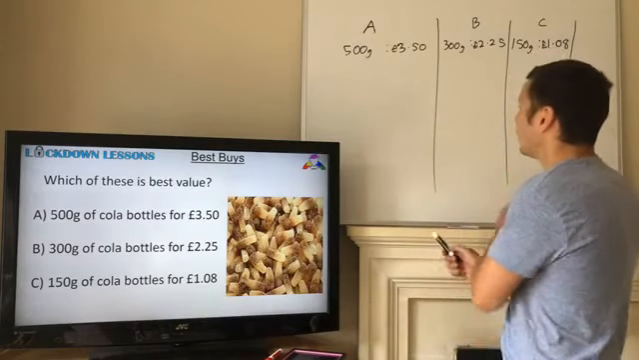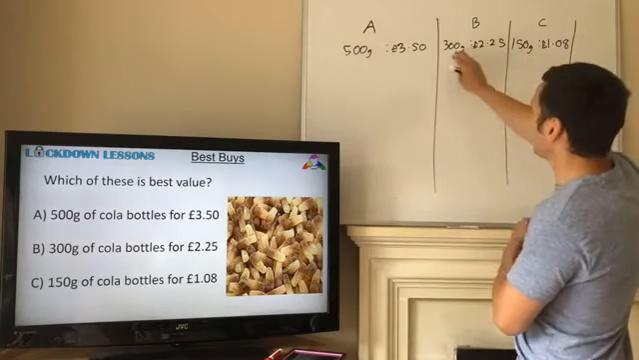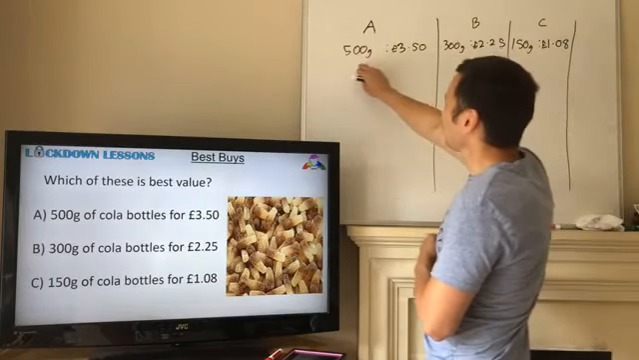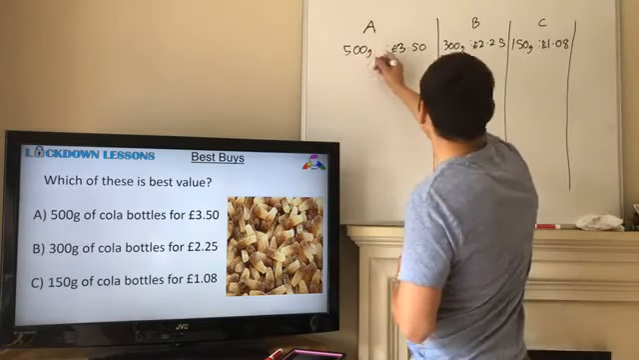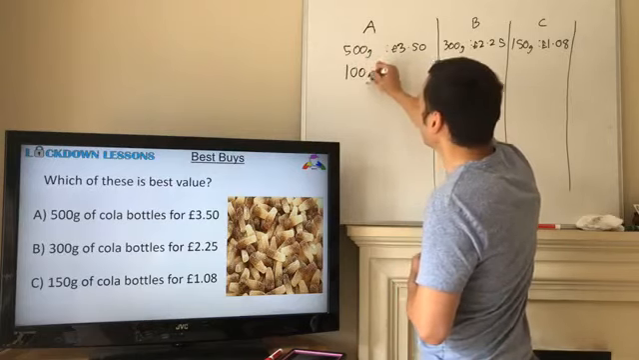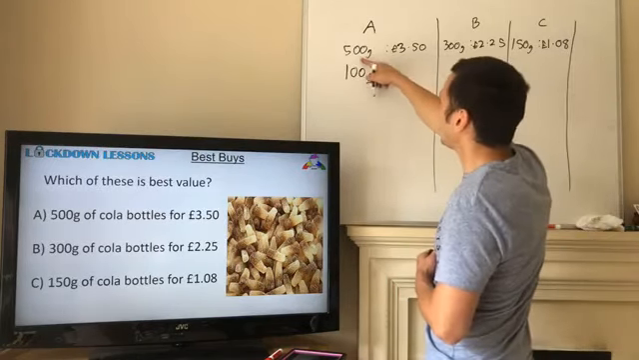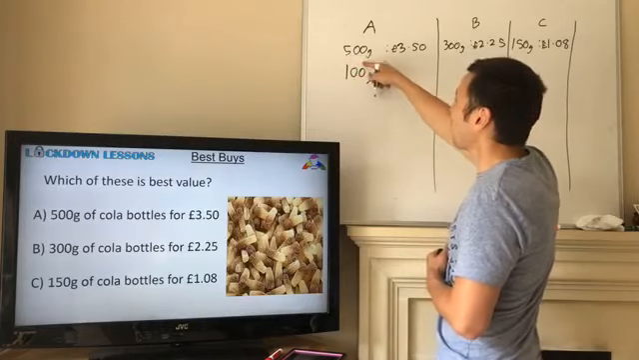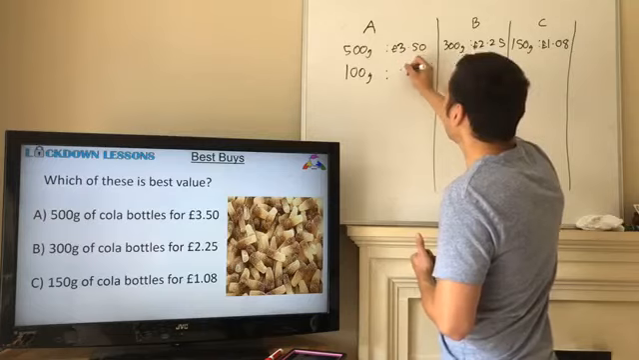Okay, let's have a look. So, some great ideas. I've seen one where you've got the 150 up to 300, but we've got to get to the 500 as well. So I'm going to try and get them to 100 grams, I think. 100 looks like it's doable there. So to get this to 100 grams, I'm going to divide this by 5, sorry, because that's 5 100s in 500. So if I divide this by 5, I get 70p.